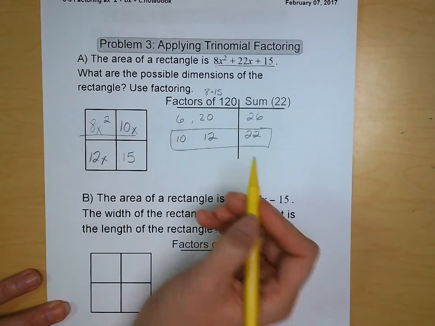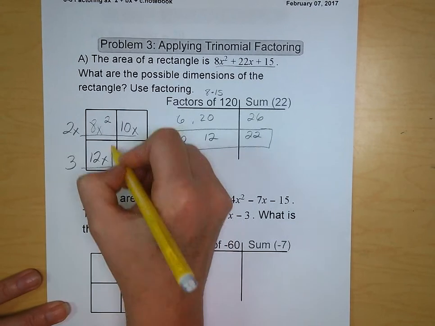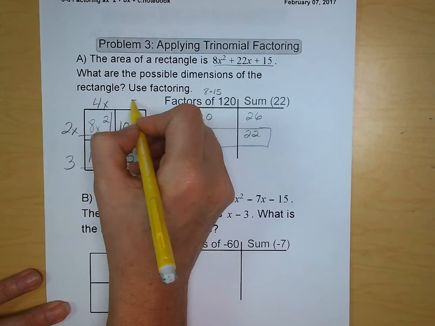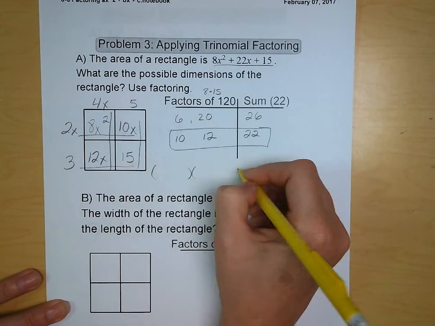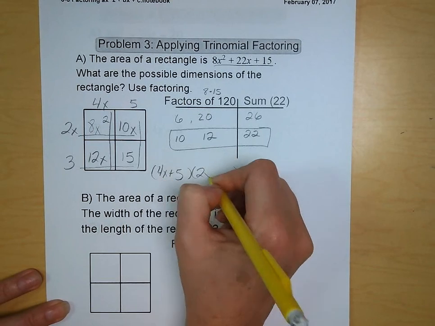First row, we have a common factor of 2x. Second row's common factor is 3. First column, 4x. And second column, 5. So we have 4x plus 5 times 2x plus 3.